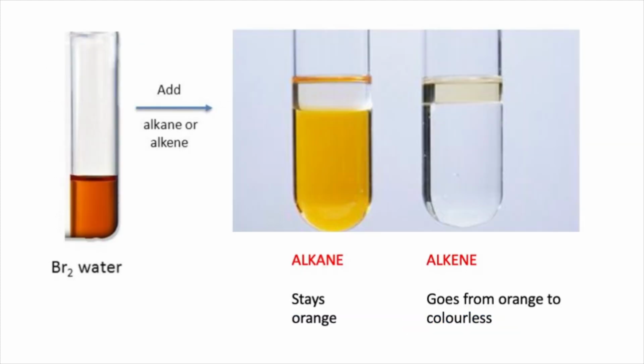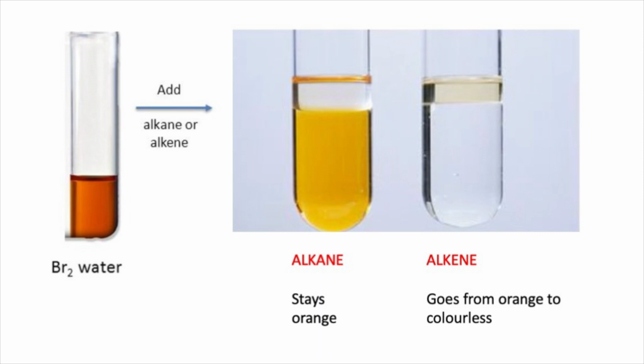Now this reaction is very important in chemistry because it's a test for a carbon-carbon double bond. It's a test for an alkene. Now bromine water is orange, and if you add this to an alkane and shake it up, the alkane will stay orange because no reaction takes place. But if you add the bromine water to an alkene, because the bromine adds to the alkene to form a new product, the alkene goes from orange to colourless because a chemical reaction has taken place.